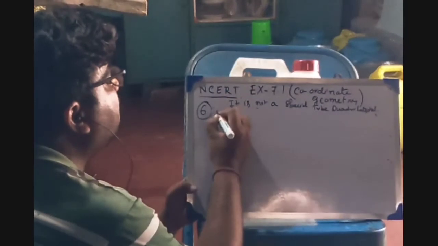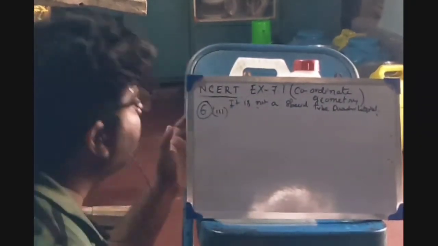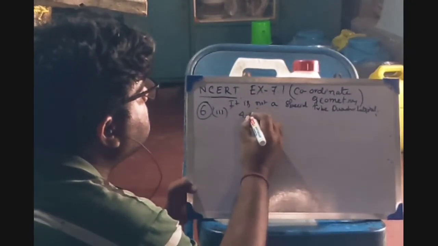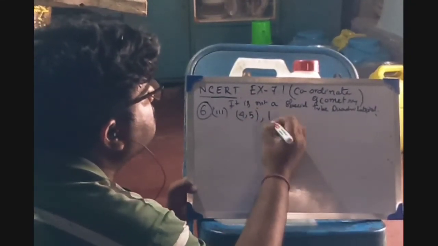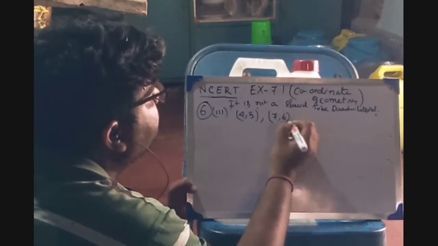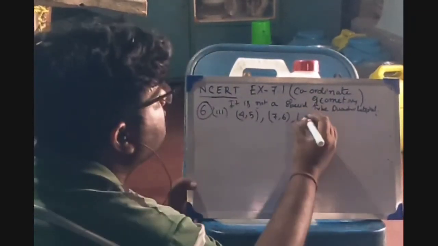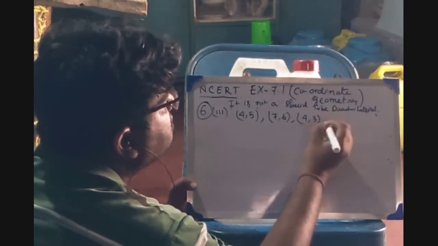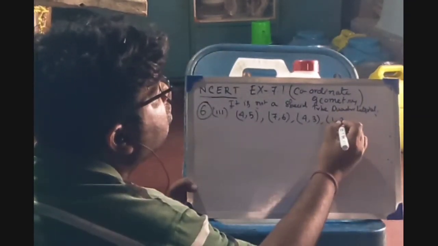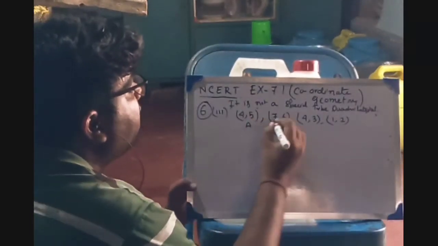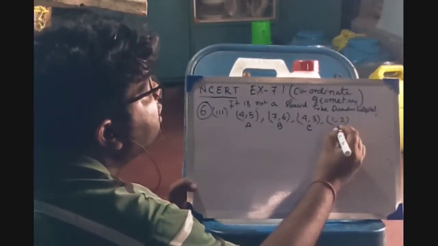Next, come to the third one. Now what is given in the third question? It is given that A(4, 5), B(7, 6), next C(4, 3), next D(1, 2). So this is my A, this is B, C, this is D.